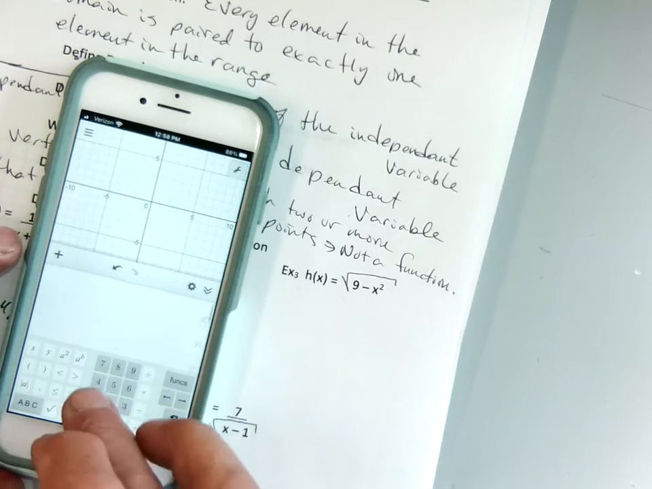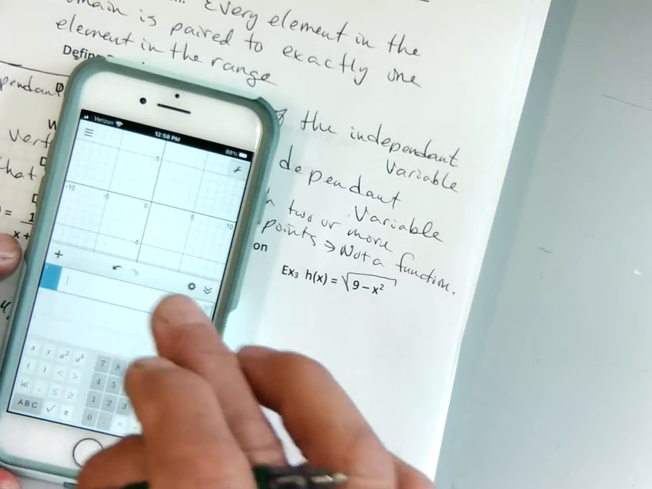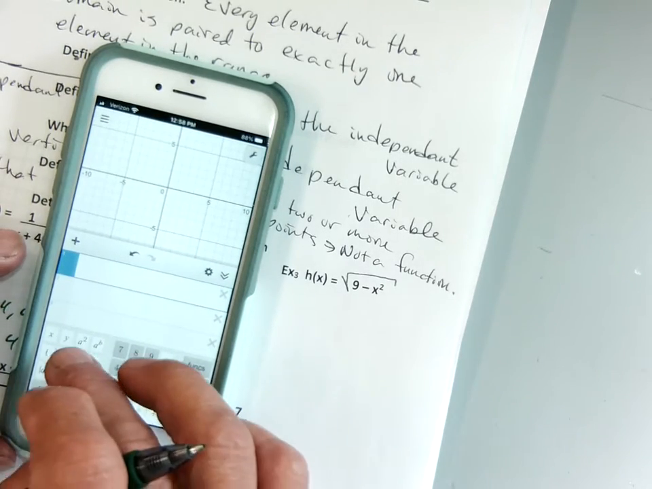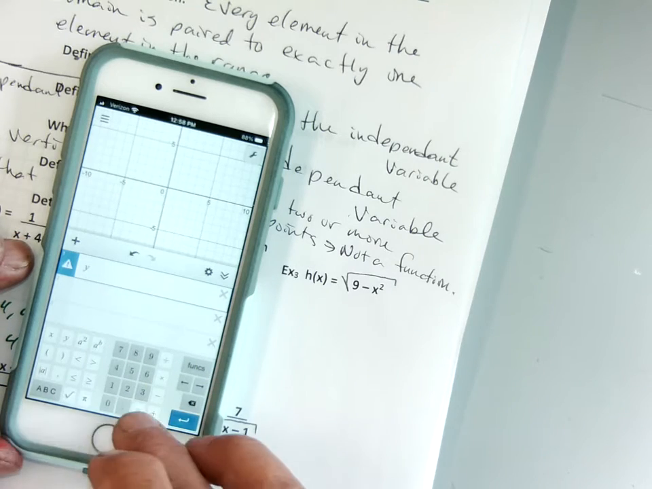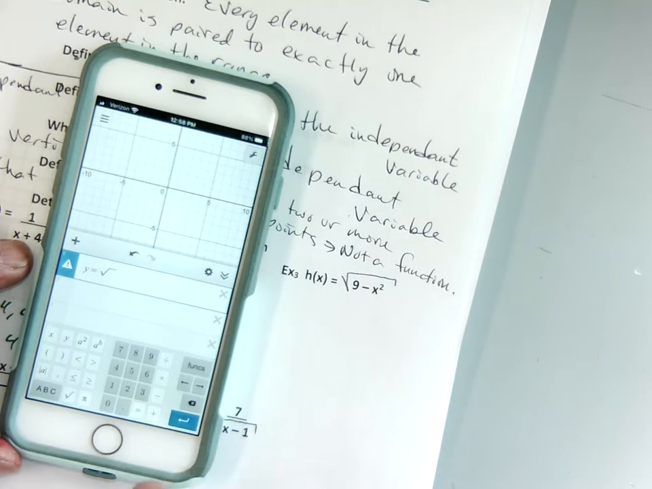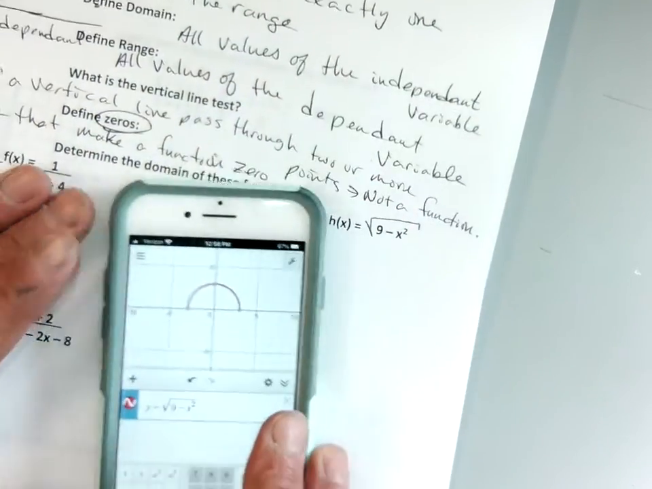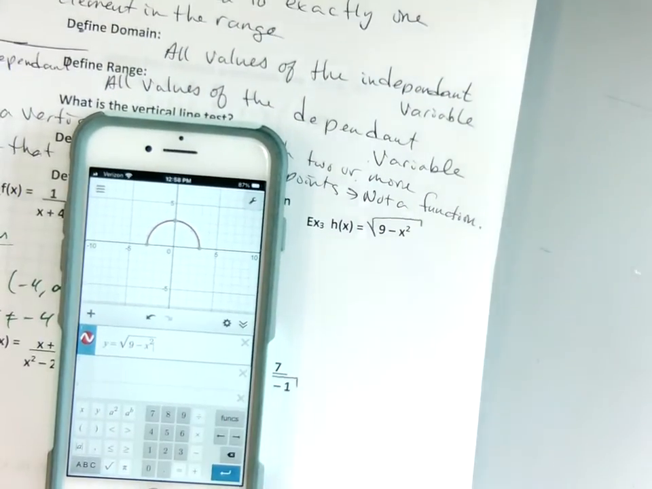Whoa. Did you get it? Whoa. Yeah. Cool, huh? What is it? It's a half circle, right? And what's the radius of that half circle? I bet you can guess. Three. Because what's the square root of 9? 3. So it's a half circle, isn't it? Right? So what's the domain?